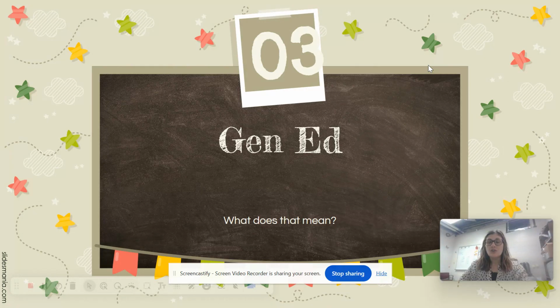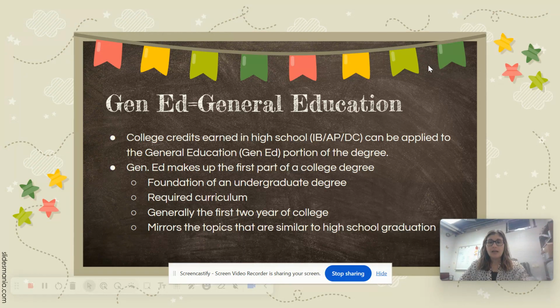Then we moved on to talk about Gen Ed. Many students didn't really know what Gen Ed meant. They'd heard that phrase, but they really were not able to explain what it was. So Gen Ed means general education. A lot of the college credits earned in high school through IB, AP, or dual credit can be applied to a student's Gen Ed, or at least that portion of their degree. It does make up the first part of most degrees. It's kind of the foundation. It is required curriculum and generally takes about 2 years. And we discussed as a group how it mirrors the topics of high school graduation.